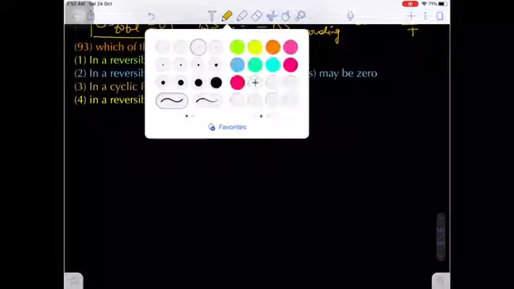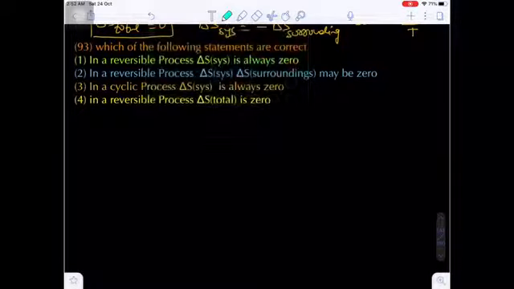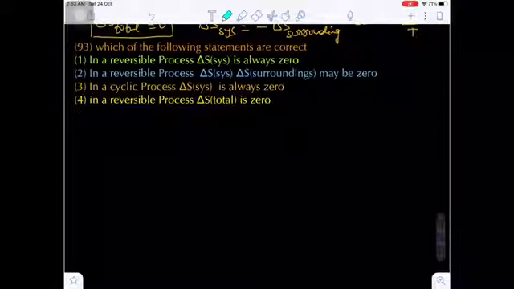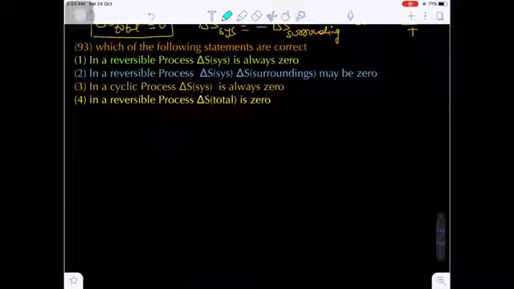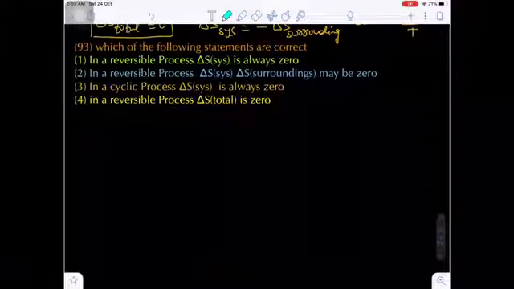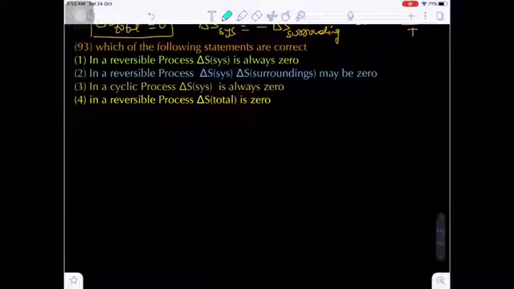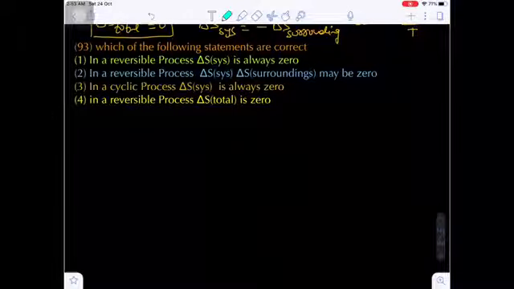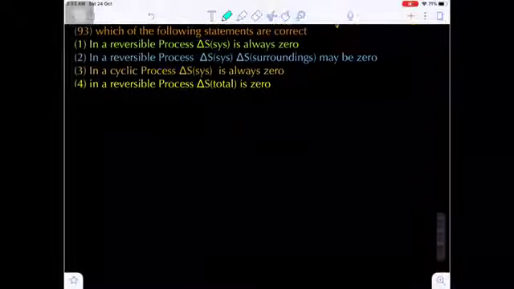Now come to question number 93. In question number 93, which of the following statements are correct? In a reversible process, delta S system is always 0. In a reversible process, delta S system, delta S surroundings may be 0. In a cyclic process, delta S system is always 0. In a reversible process, delta S total is 0.